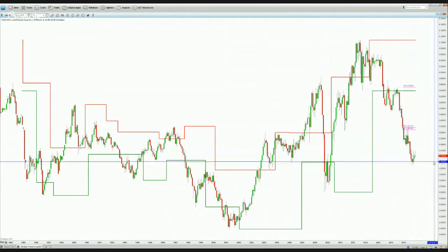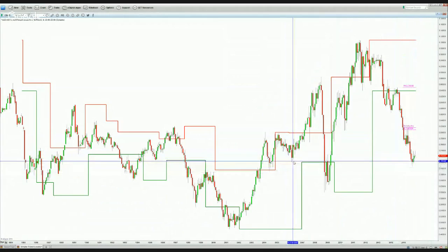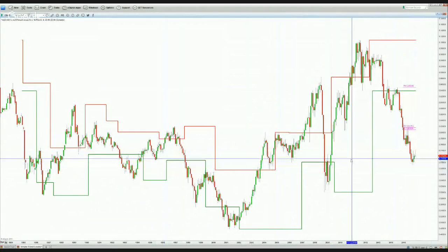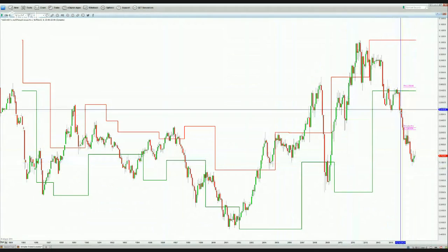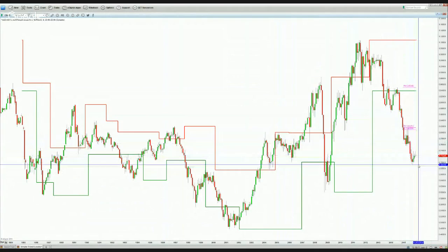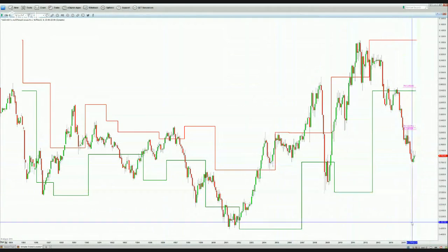And you can see that this has happened in the past. We've had support here, we've had support here, support here. So you can see how round numbers act as levels of support and resistance. However, as the long-term trend is bearish, what we'd really favor is a correction to the downside, and we'd like to see price move towards 0.60 and 0.50.